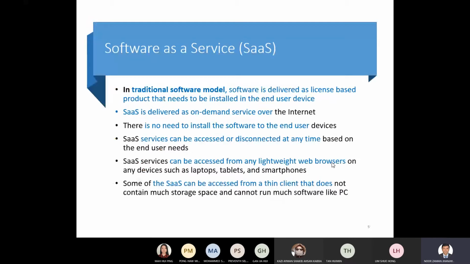So here we go. We start with the first model, which is software as a service. We may call it SaaS. So what is this? You notice that this is the service model at the top. But first we need to understand what it is.